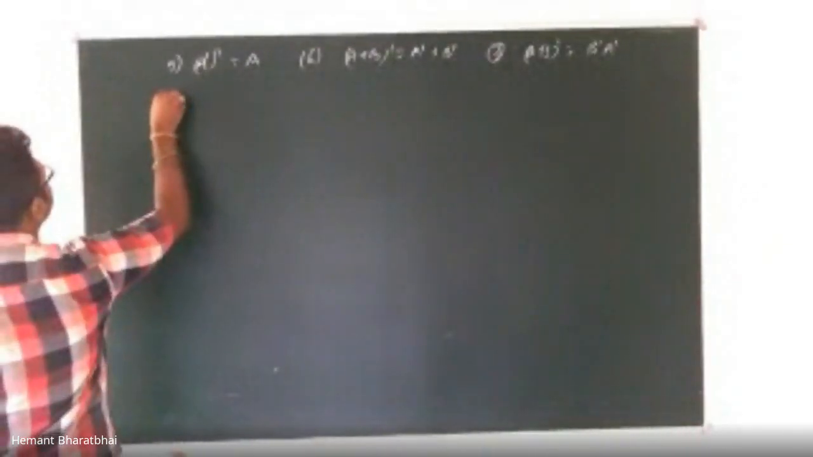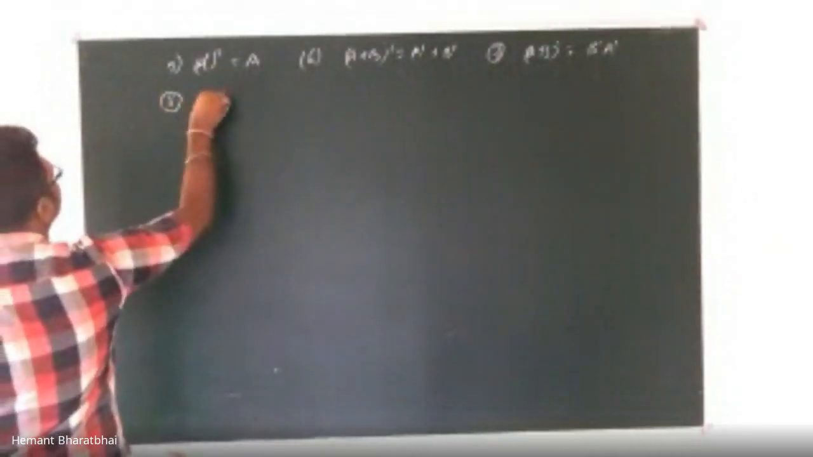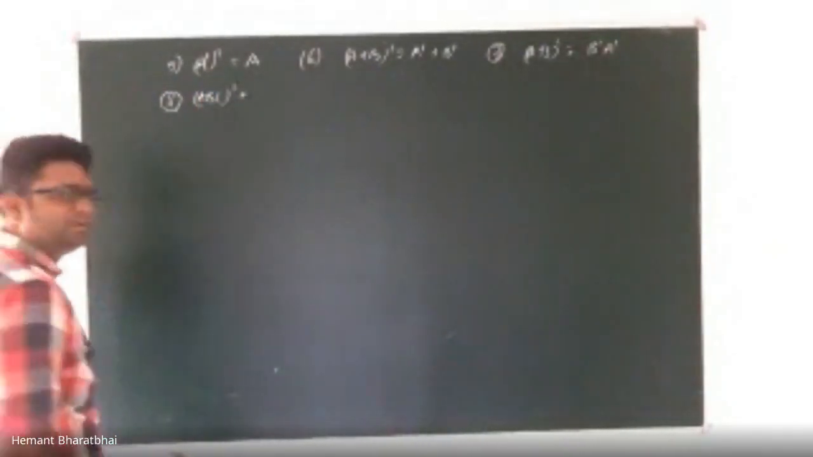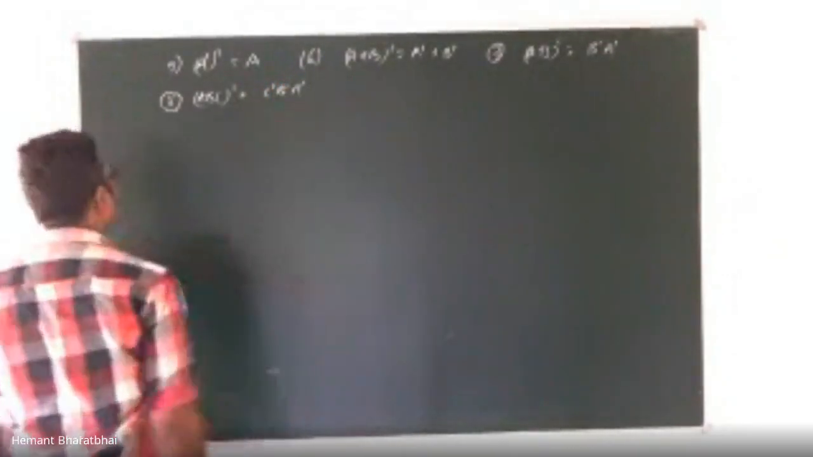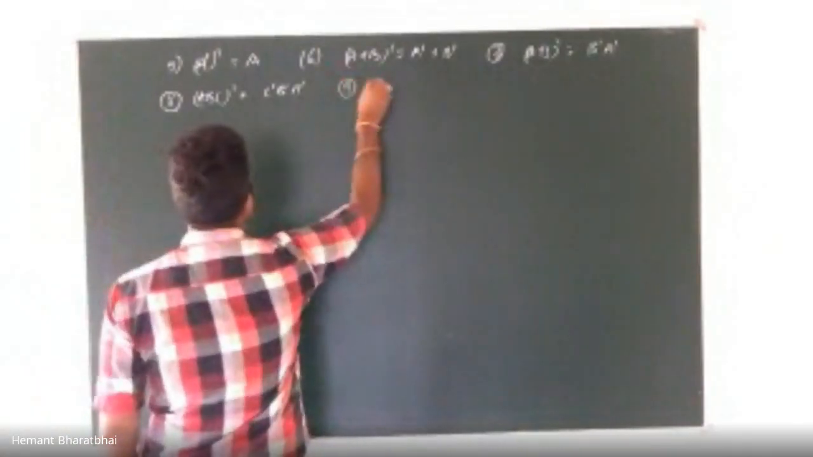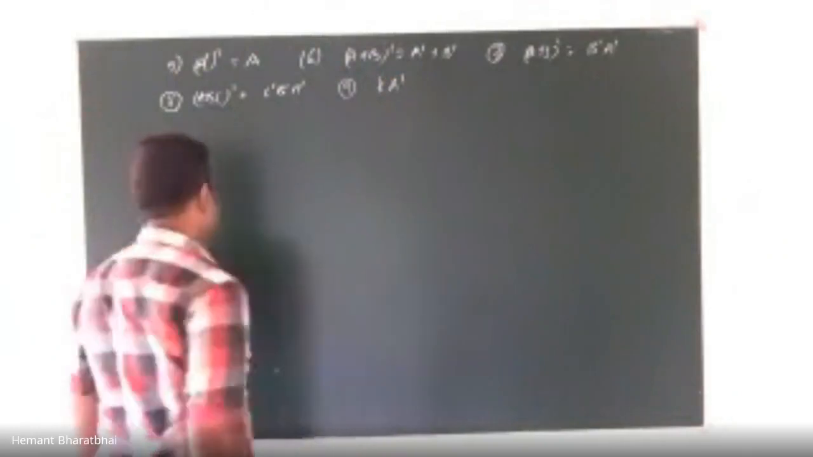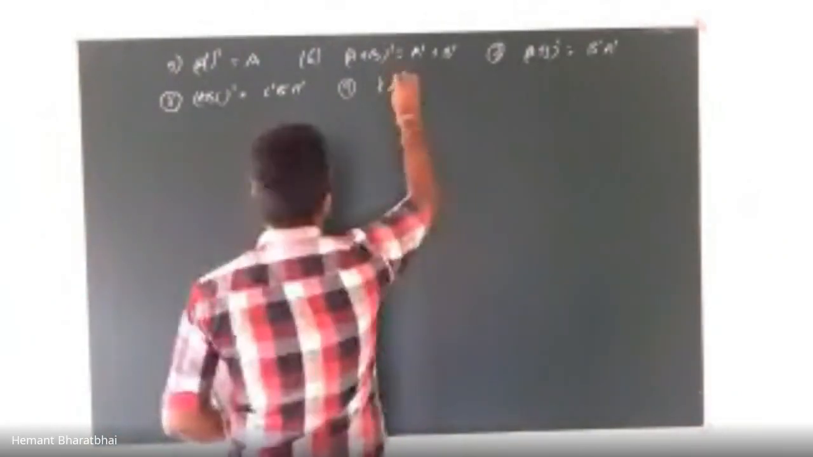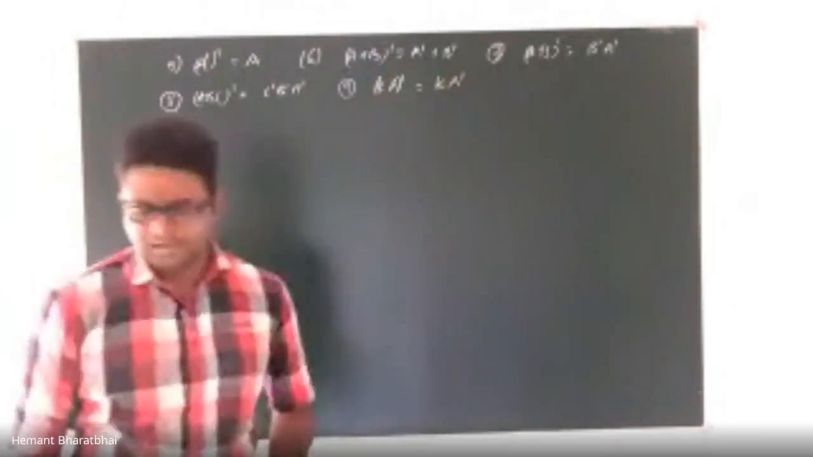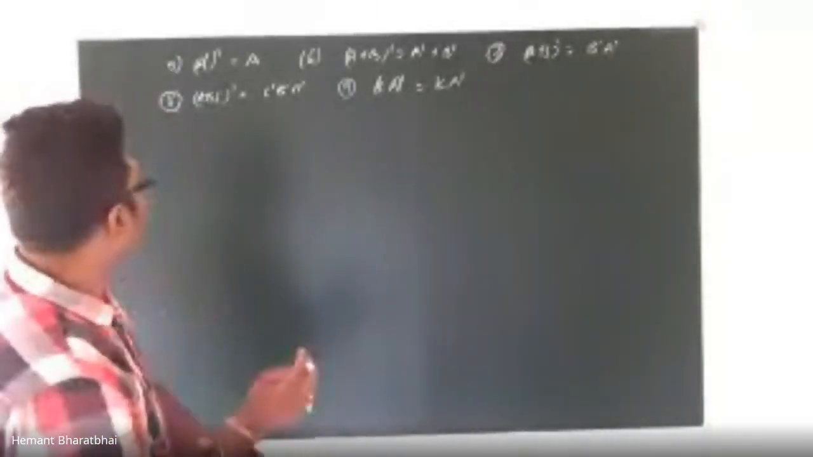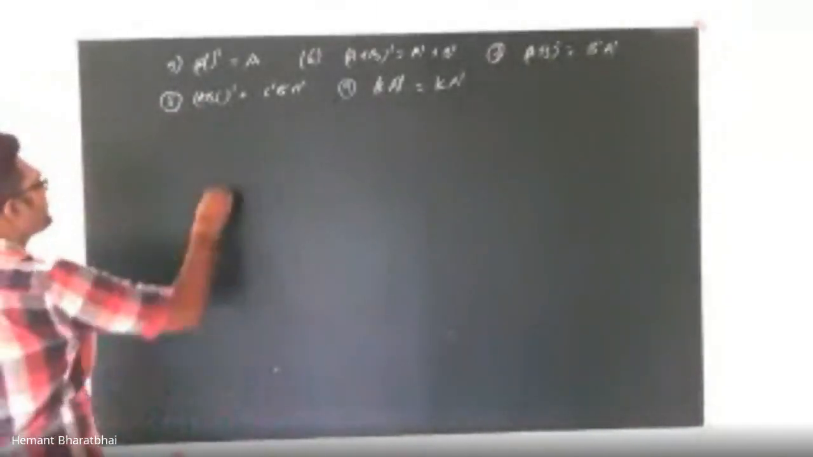Next, you can apply the similar property and extend it: A into B into C, the whole transpose, can be written as C transpose into B transpose into A transpose. Next, any constant into the matrix, the whole transpose, will be nothing but equal to K into A transpose, where K is any scalar, that is any constant or any number. So I will prove some of the properties, others you will have to do.